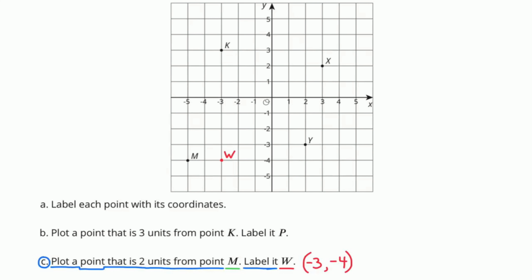C. Plot a point that is 2 units from point M. Label it W. Again, there's a lot of choices, but the one that I came up with was -3 and -4. That's 3 to the left along the x-axis and 4 down along the y-axis.